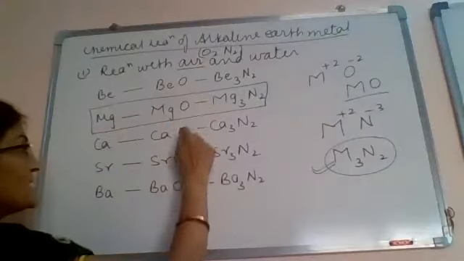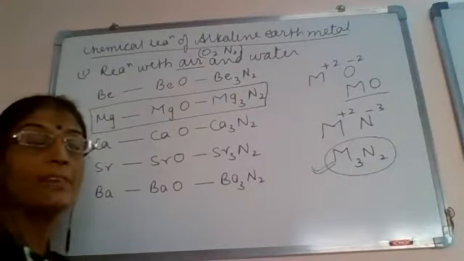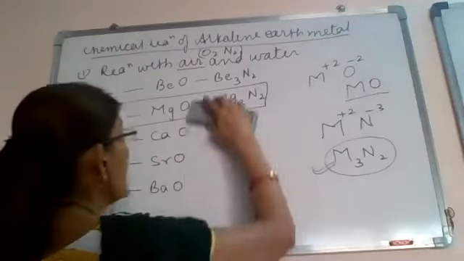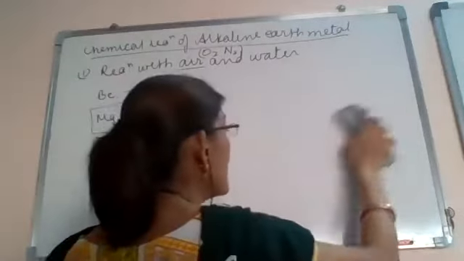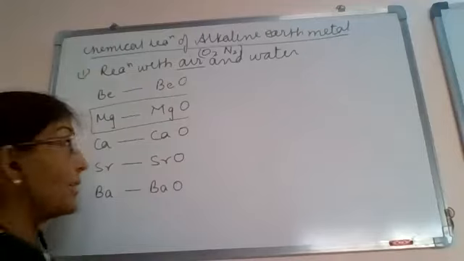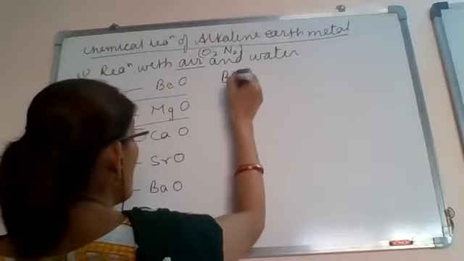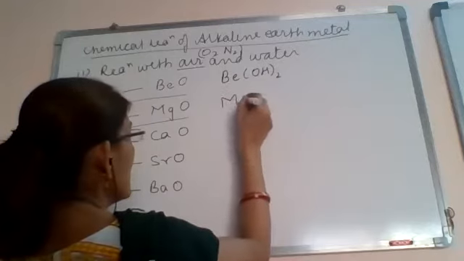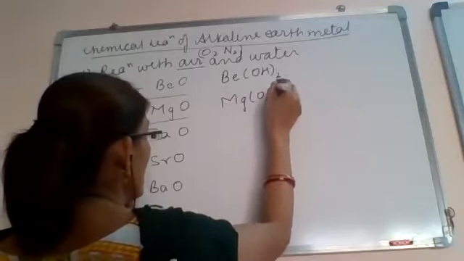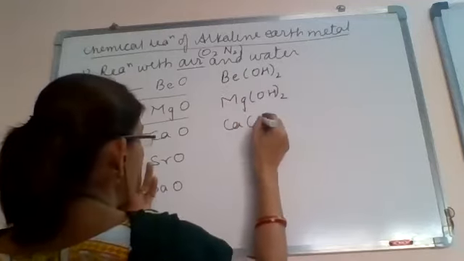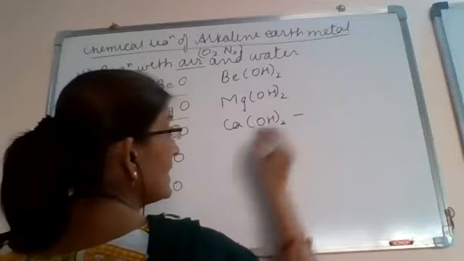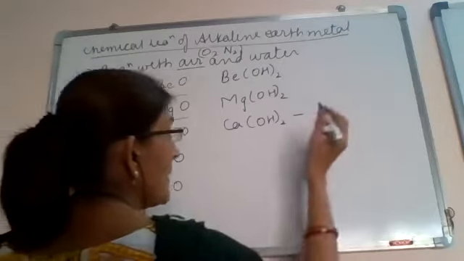If these oxides dissolve in water, they give hydroxides. When oxides combine with water, they give hydroxides. What's the formula of hydroxide, students? Beryllium hydroxide is Be(OH)2. Magnesium hydroxide is Mg(OH)2. Calcium hydroxide is Ca(OH)2. If you remember, calcium hydroxide का name क्या होता है?